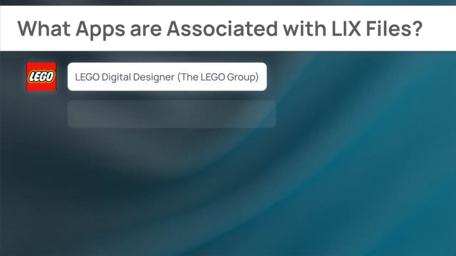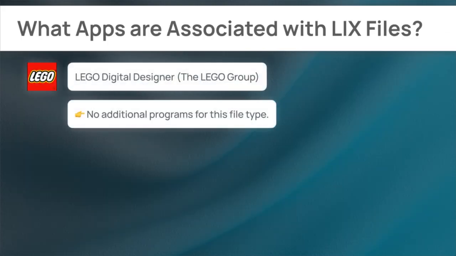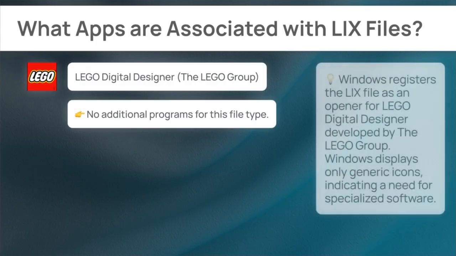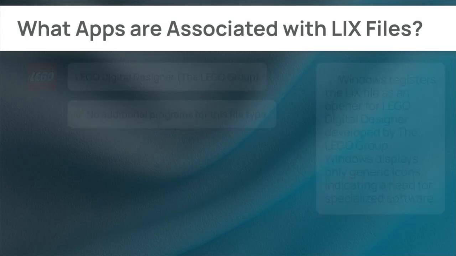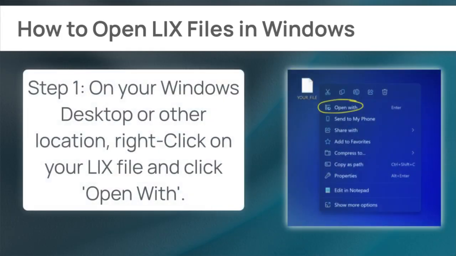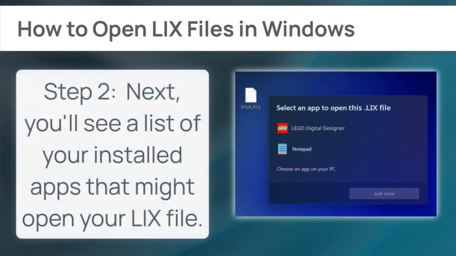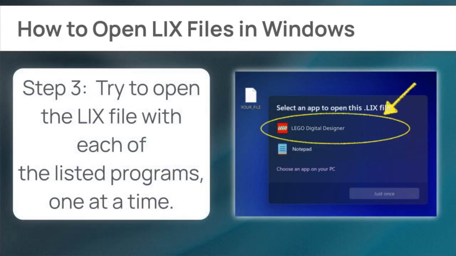For reliable opening, Lego Digital Designer by the Lego Group offers the best solution for LIX. Windows displays only generic icons, indicating a need for specialized software. Windows can preview limited elements, but meaningful analysis relies on the software that produced the file. Let's check the software compatibility matrix. Right-click your LIX file, then click Open With. Test Lego Digital Designer if you see it. If it fails, select the next program. This systematic testing is key.